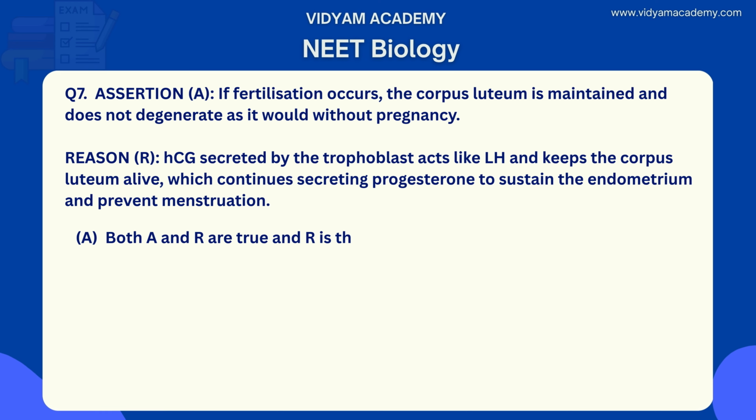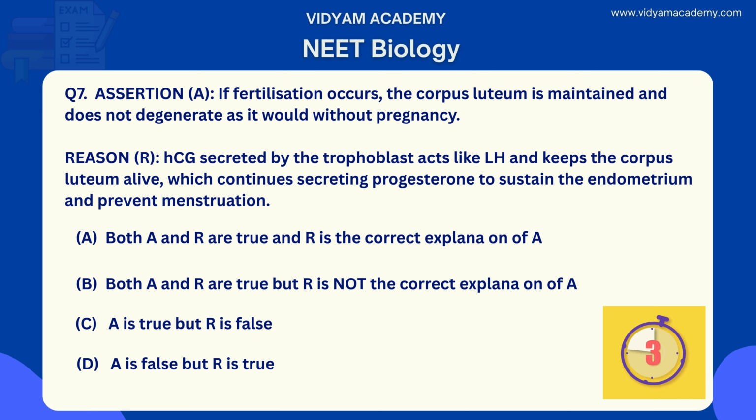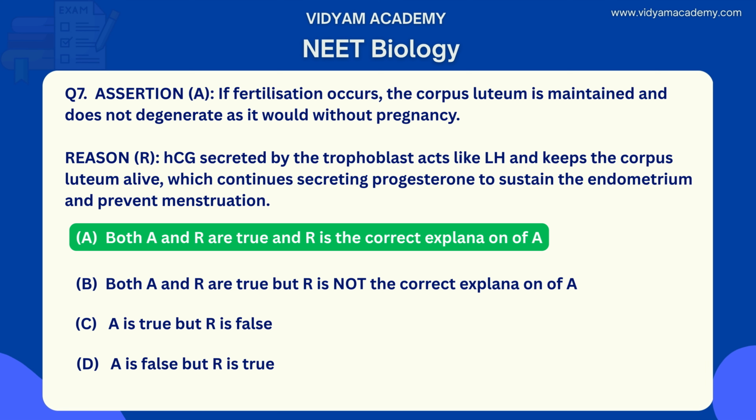Option A, both A and R are true and R is the correct explanation of A. Option B, both A and R are true but R is not the correct explanation of A. Option C, A is true but R is false. And option D, A is false but R is true. What is the right answer? Right answer is option A. Both A and R are true and R is the correct explanation of A. How and why? Let's see.